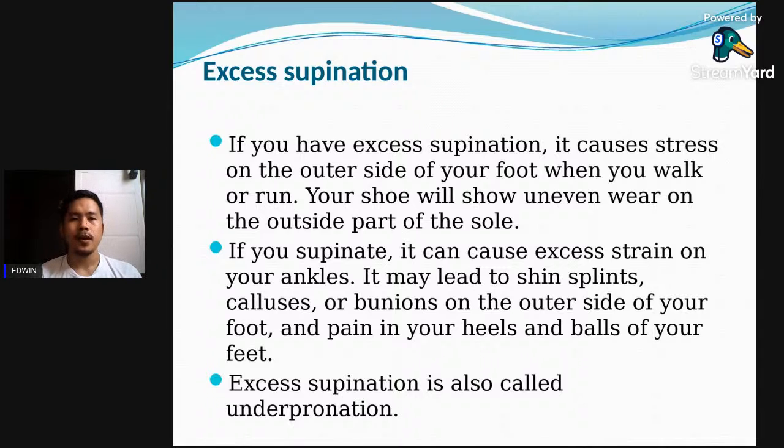Excess supination. If you have excess supination, it causes stress on the outer side of your foot when you walk or run. Your shoe will show wear on the outside part of the sole. If you supinate, it can cause excess strain on your ankles. It may lead to shin splints, calluses, or bunions on the outer side of your foot, and pain in your heels and balls of your feet. Excess supination is also called underpronation.